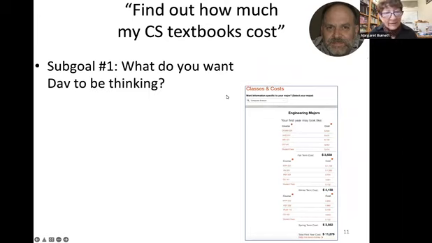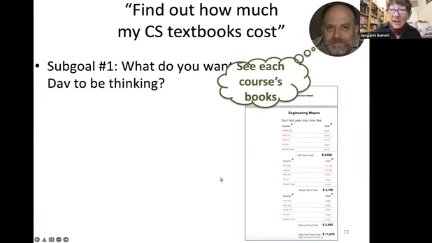So we start off asking the developers, if this is what Dav is looking at, and that's what Dav's scenario was, what at this point do you want Dav to be thinking? And so the developers say, we want Dav to be thinking, I'd like to see each course's books. So that's the sub-goal that the developers were hoping was in Dav's head.